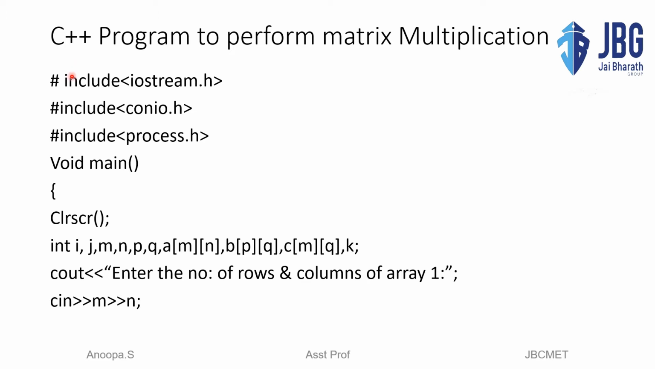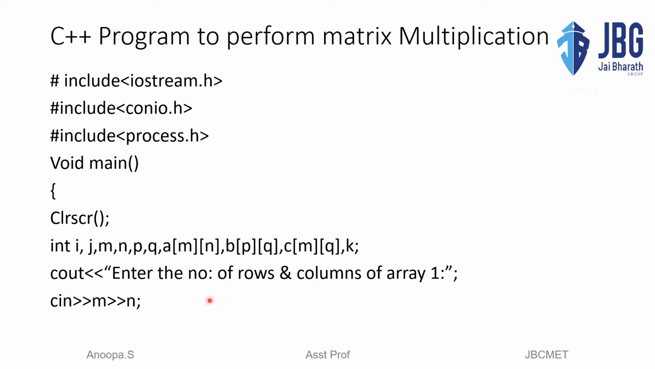So I have included the header files here. This is my main program. Now I have declared this many variables. i and j are loop control variables. m and n are used for storing the number of rows and columns of the first matrix. p and q for storing the number of rows and columns of the second matrix. We have an additional loop control variable k.